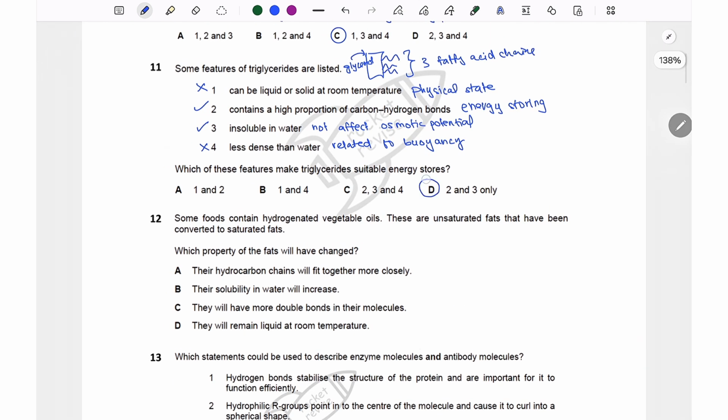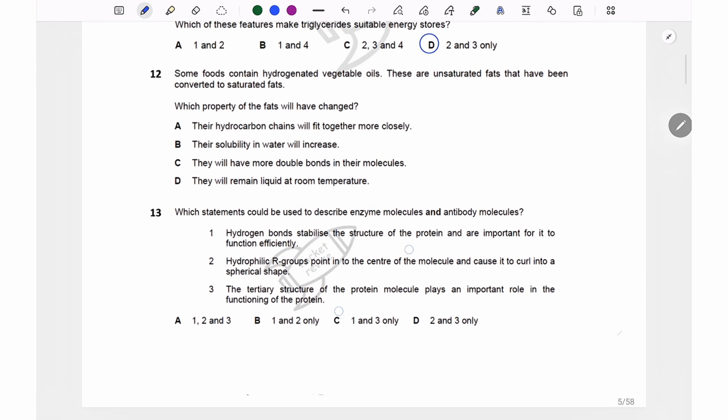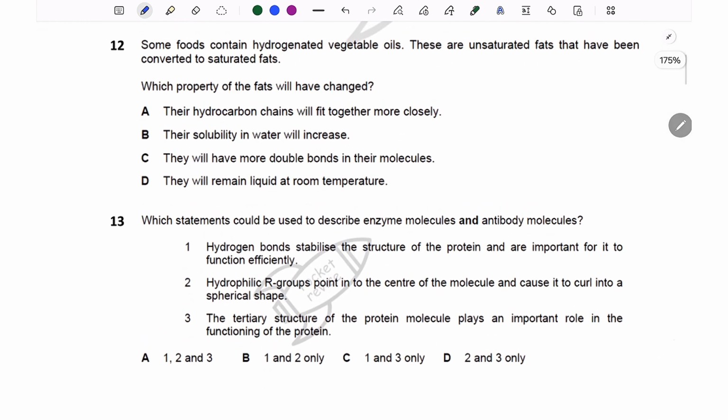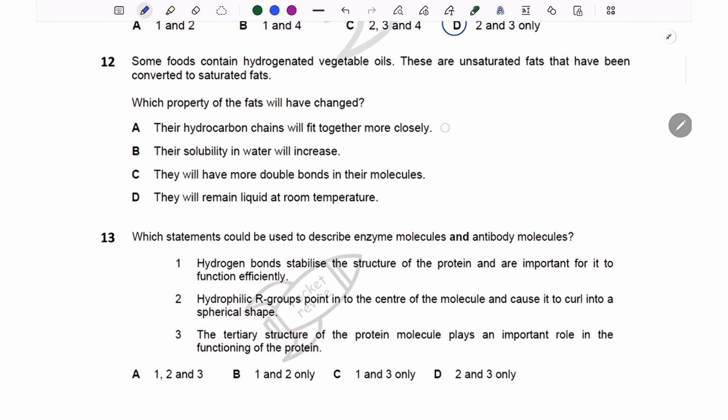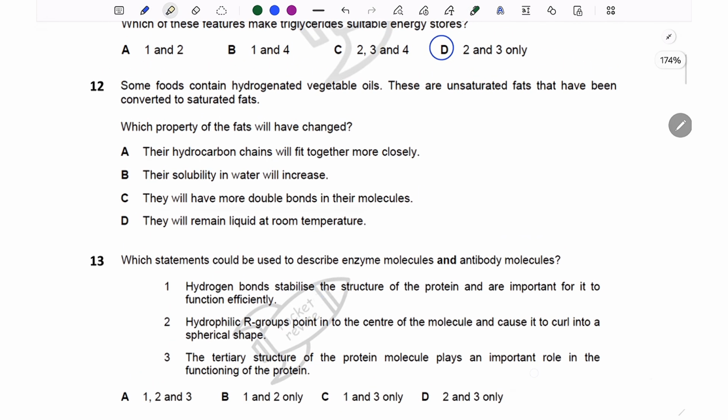So D is our answer. Next question is question number 12. Some foods contain hydrogenated vegetable oils. These are unsaturated fats that have been converted to saturated fats. So what do we know about these?